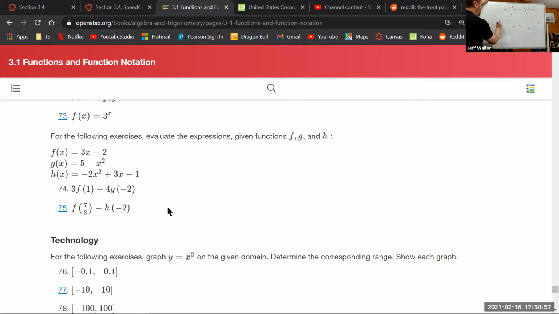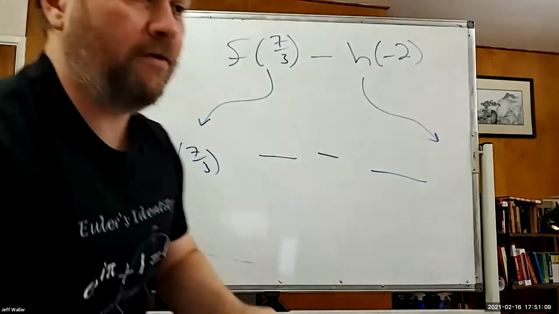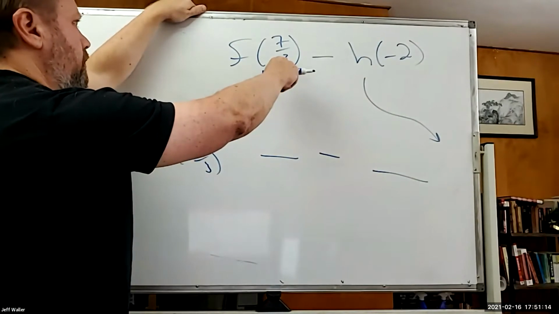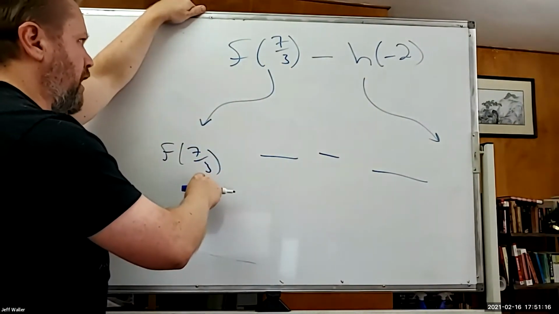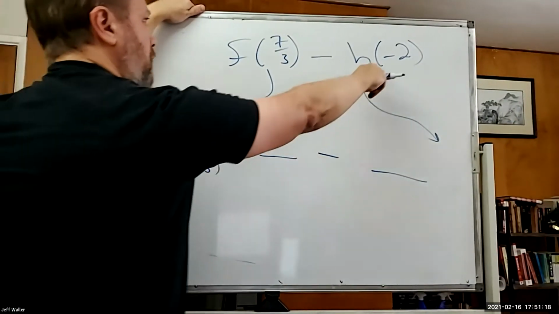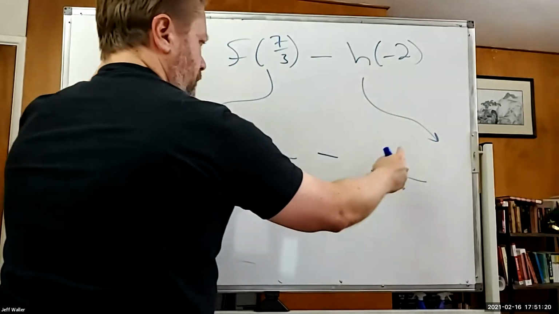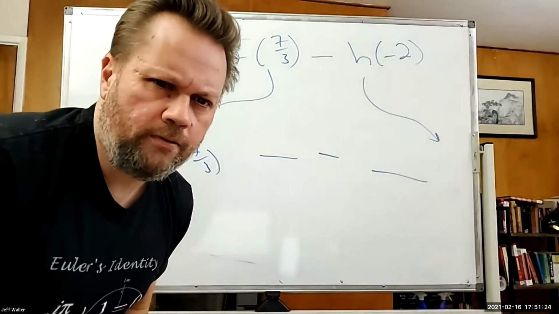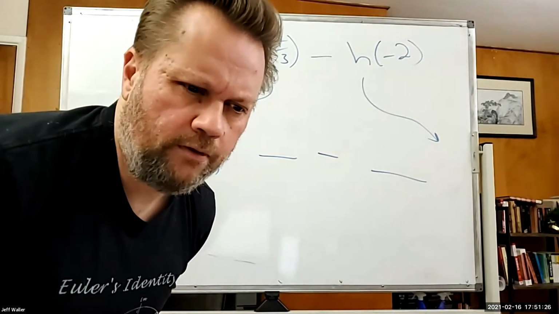So let me do f of 7/3 by itself, its own problem, right? Oh, you can't really see the board. You guys can say that. I love you guys, you've got to tell me when I do that. F of 7/3, figure out what that is, put that number there. H of -2, figure out what that is, put that number there, and then go ahead and subtract them. Does that help with that one?